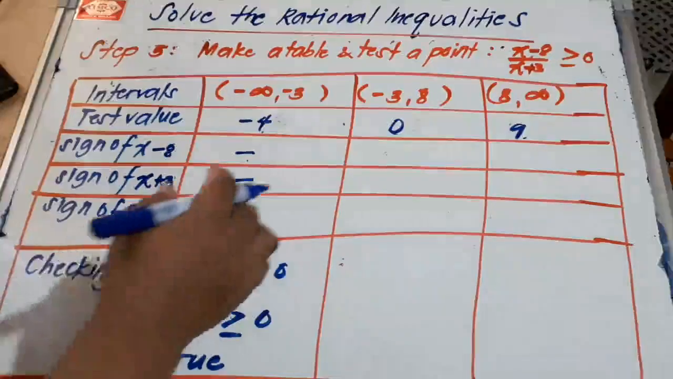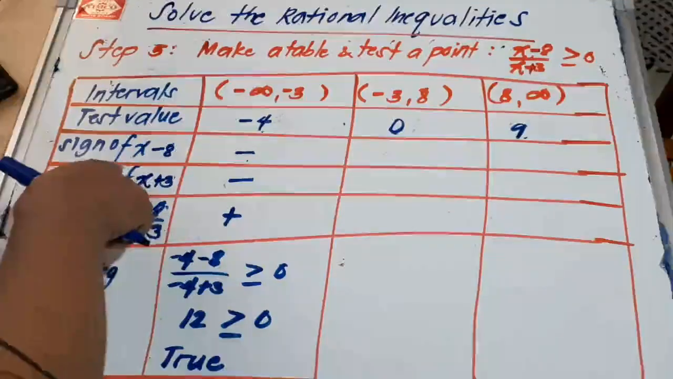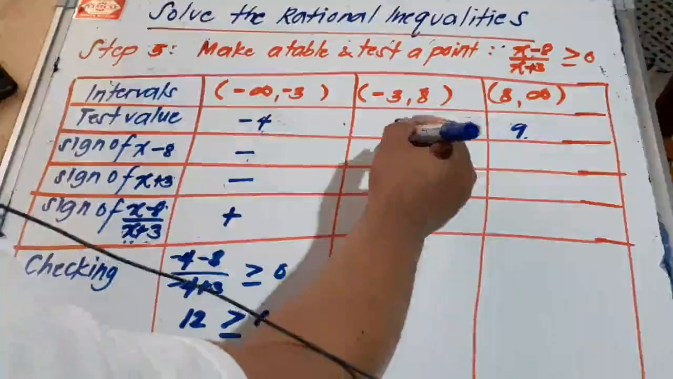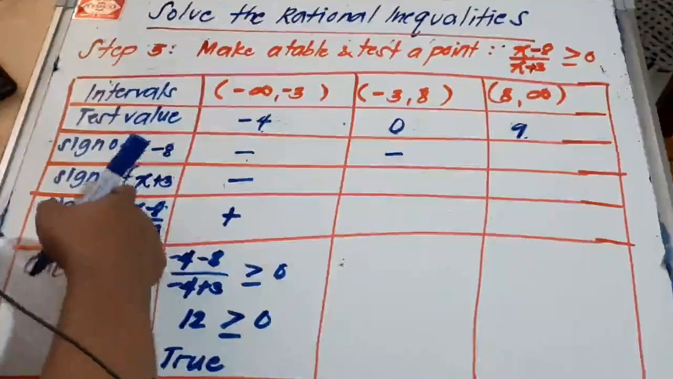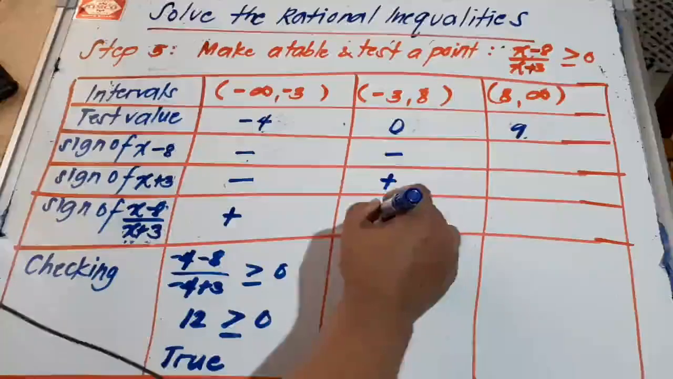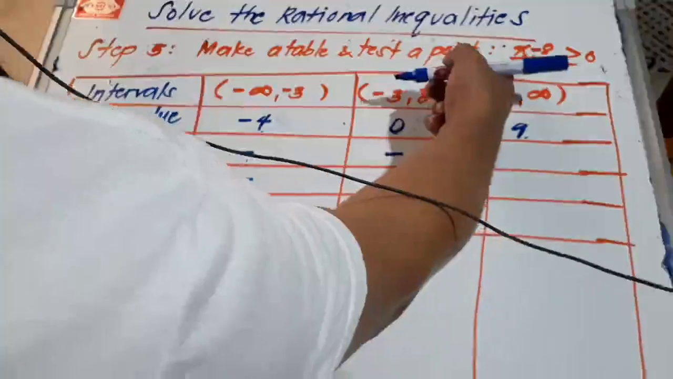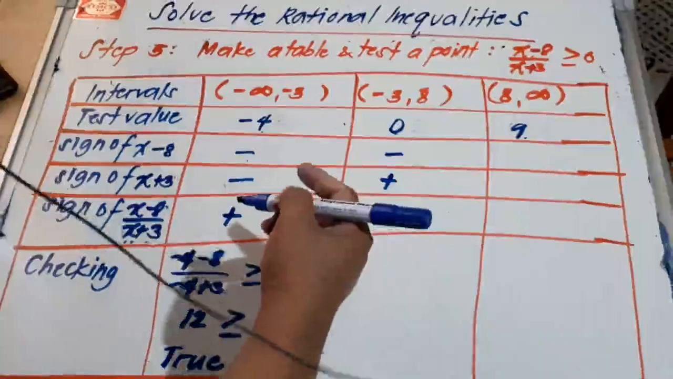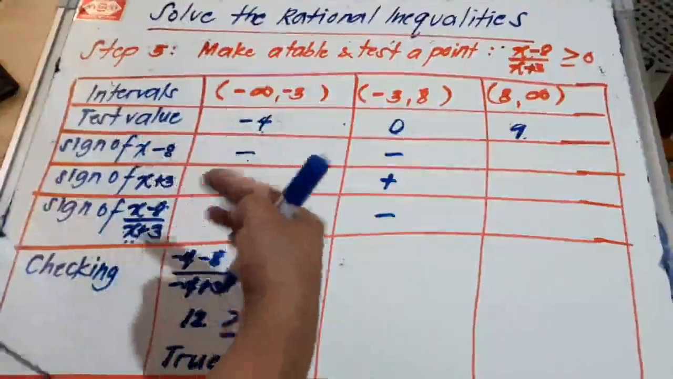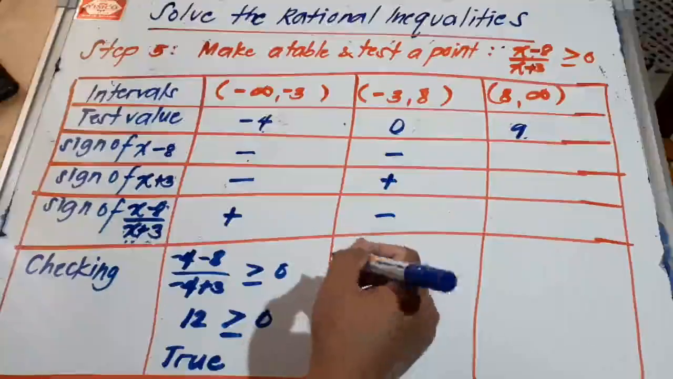Okay? How about this one? If x is 0, let us determine the sign of this. X minus 8 is, 0 minus 8 is negative. 0 plus 3 is positive. Negative divided by positive is negative. So, ibig sabihin negative, this expression will be a negative number, and that is not greater than or equal to 0. Let's find out by checking.